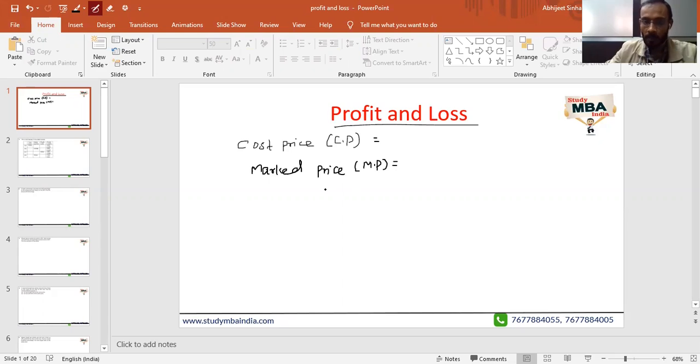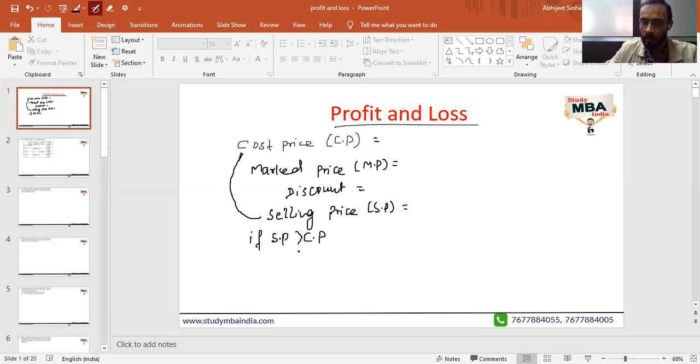Now over the marked price, we allow some discount, right? So discount is always given on the marked price, whether it is in value or in percentage. After discount, the item is sold, and that is called the selling price, which we denote as SP. After selling, we compare the selling price with the cost price, and if the selling price SP is greater than the cost price, we have a profit, which is the difference between selling price and cost price. So selling price minus cost price is the profit.